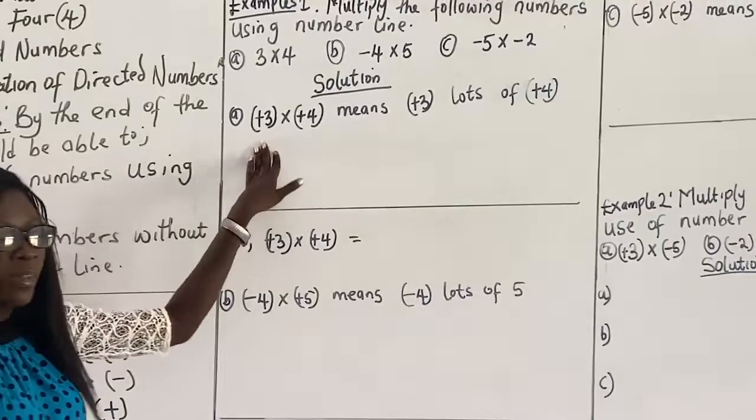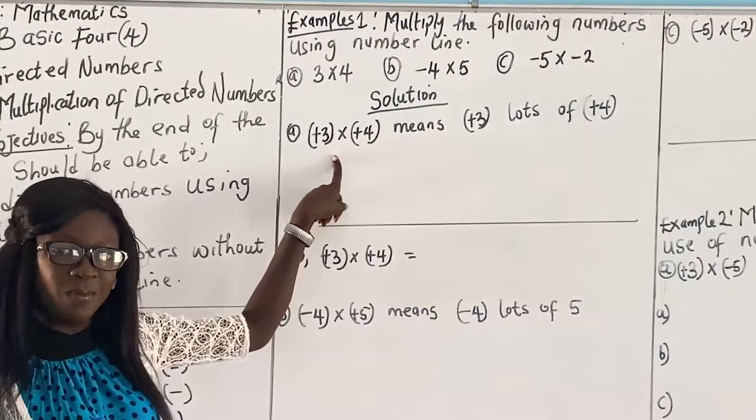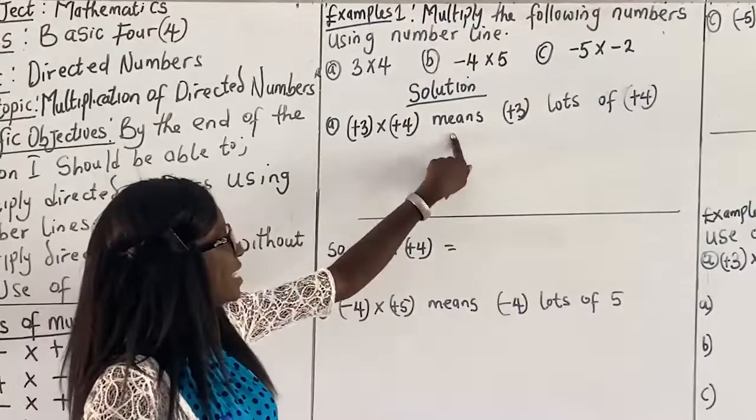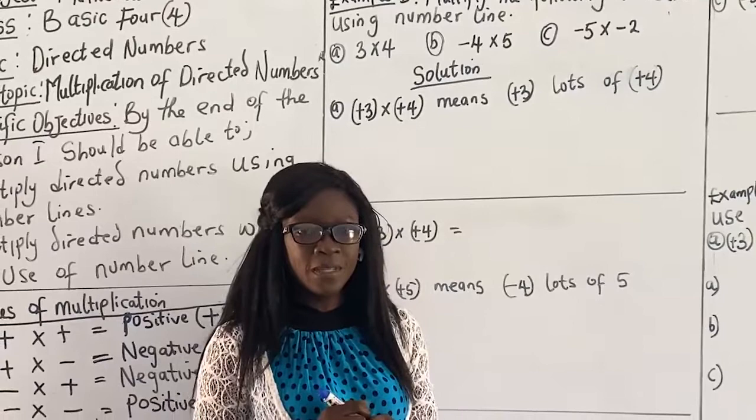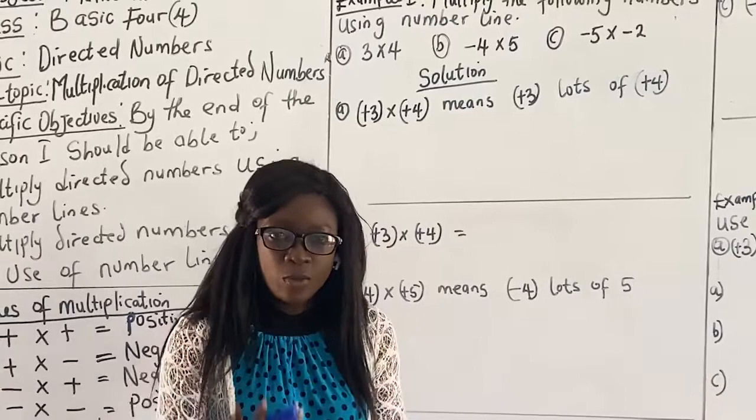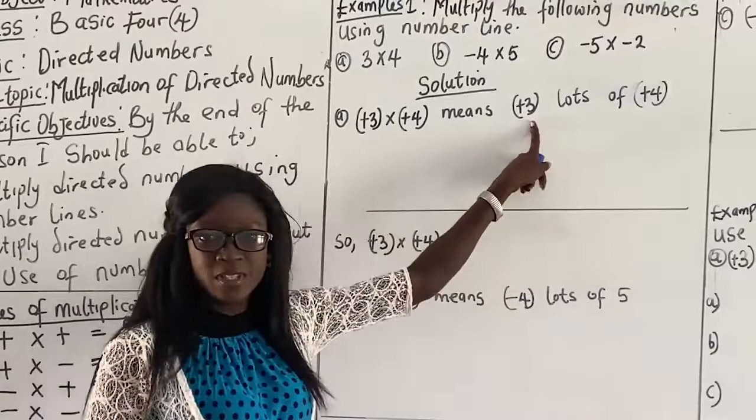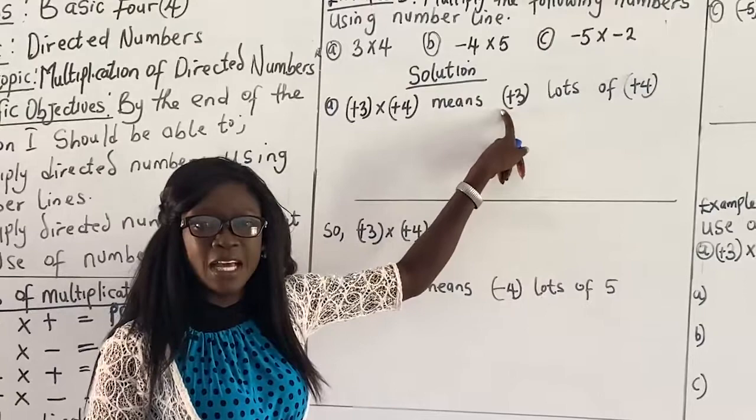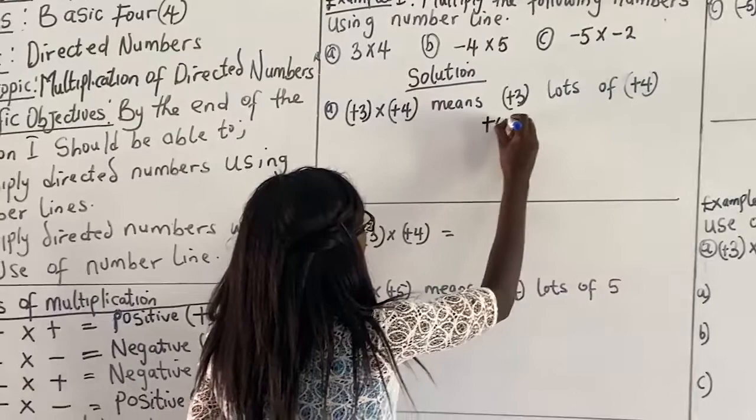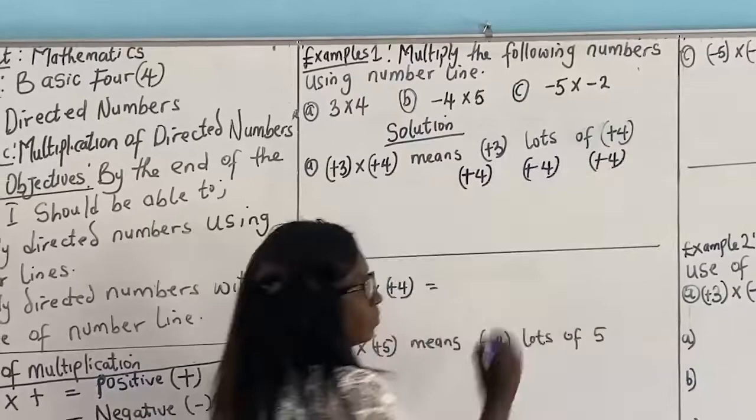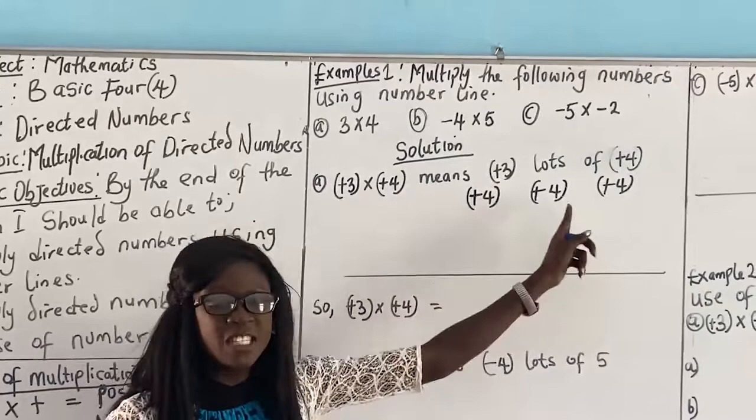3 multiplied by 4. We see that this 3 is a positive number, and this 4 is also a positive number. So we are fine. This means positive 3 lots of 4. Like I said, multiplication is just another way of writing repeated addition. So I'm going to have plus 4, 3 times: plus 4, plus 4, plus 4, because the multiplier here is 3. Assuming maybe here is 5, I'm going to have plus 4 five times.